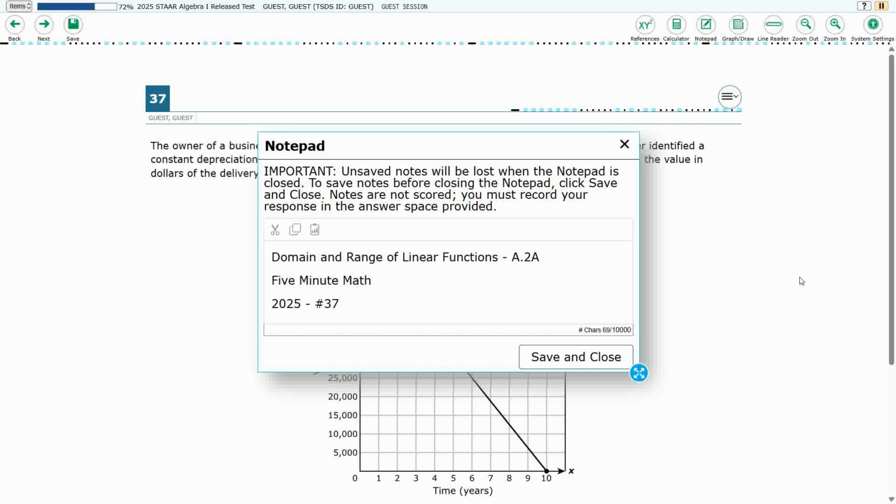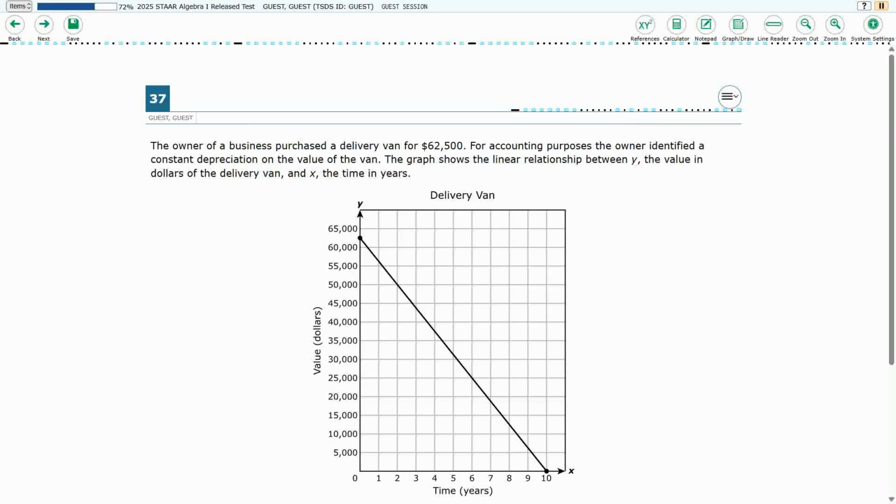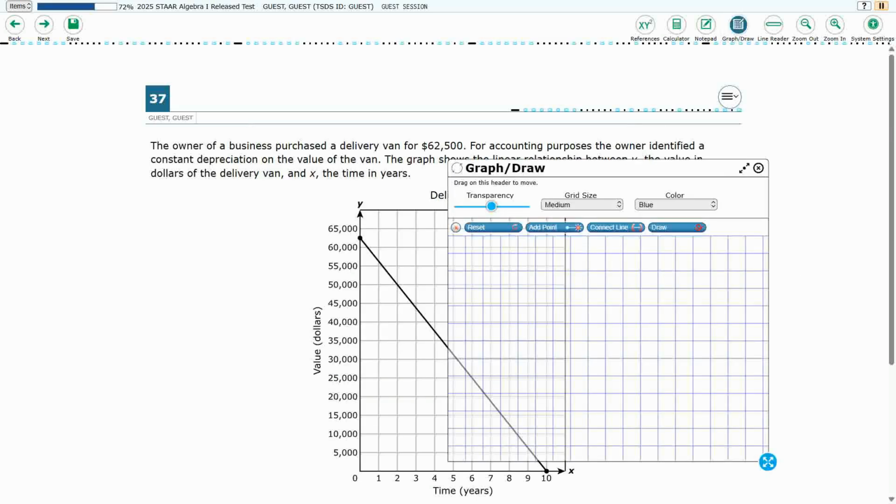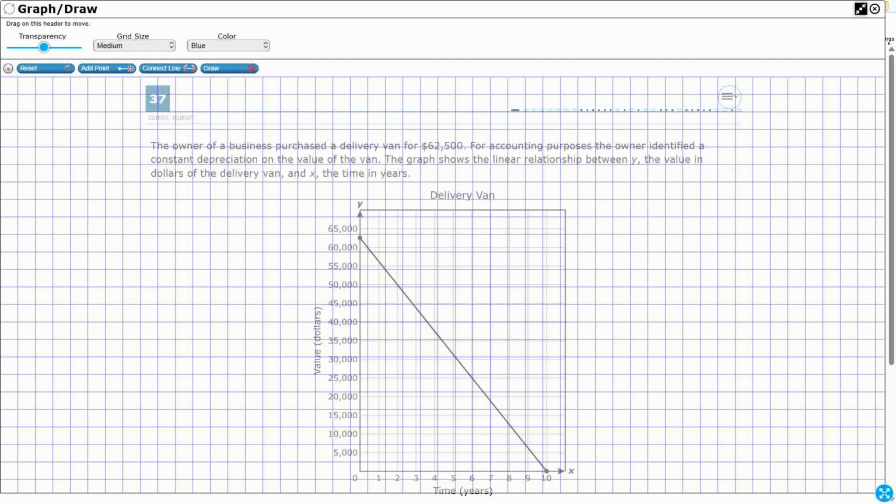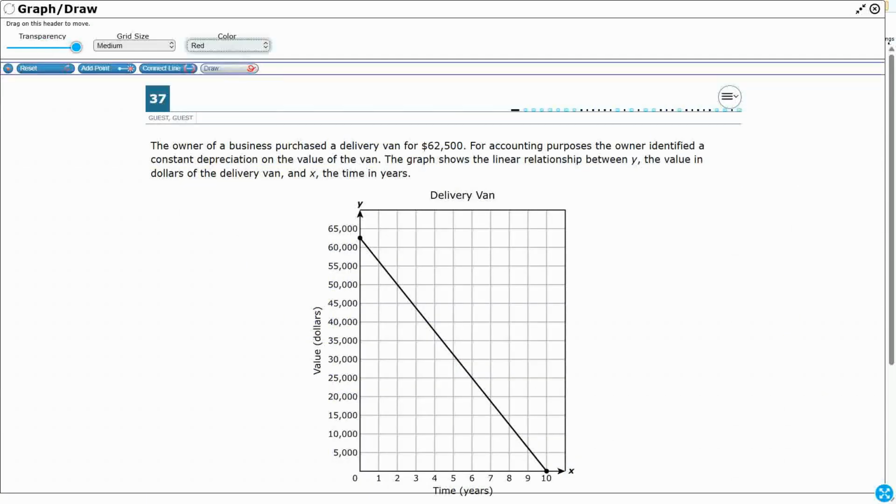Today we are looking at the Algebra 1 concept of domain and range of linear functions. This is standard A.2A in the great state of Texas, and we are using item number 37 of the 2025 released STAAR test. If you haven't done so already, please go ahead and take a moment to pause the video, work this problem out on your own, unpause it, and we will look at our answers together.